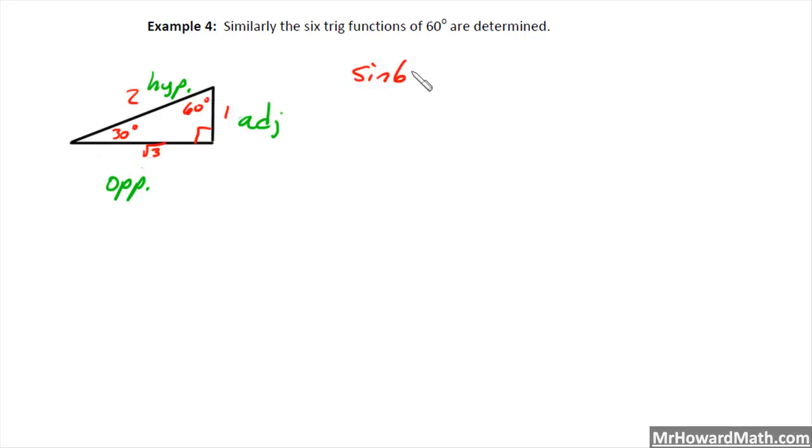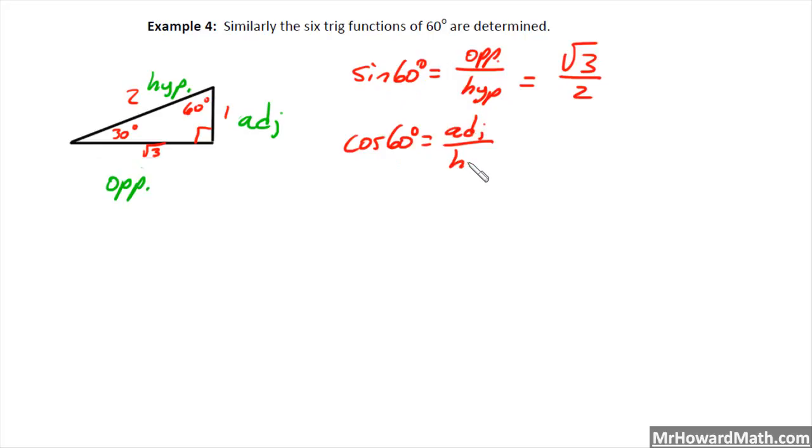Sine of 60 is opposite over hypotenuse. In our case, that would be square root of 3 over 2. And cosine 60 is adjacent over hypotenuse. So that would be 1 over 2, 1/2. And then tangent 60 is equal to opposite over adjacent, abbreviating all of these. That would be square root of 3 over 1, or just square root of 3. We'll leave that alone. And now the others.